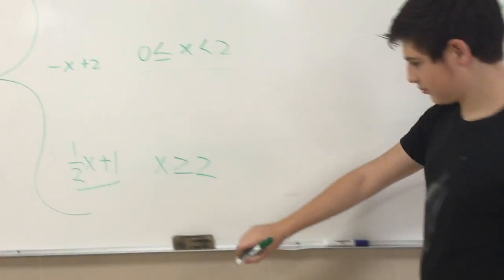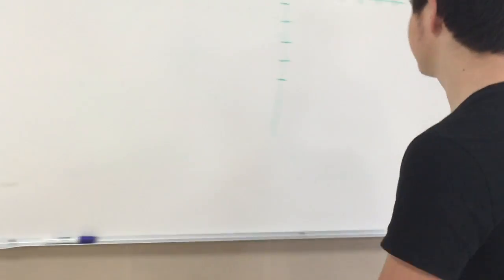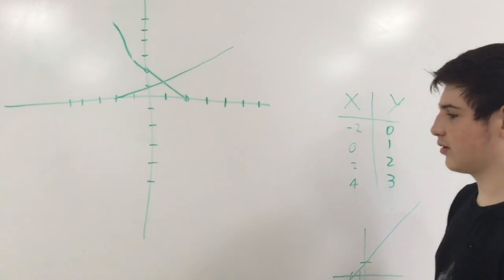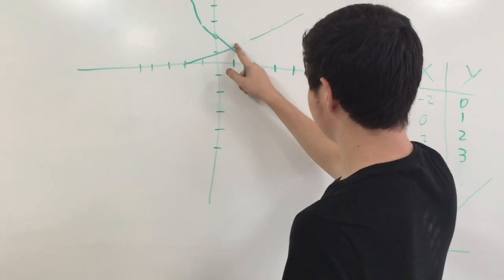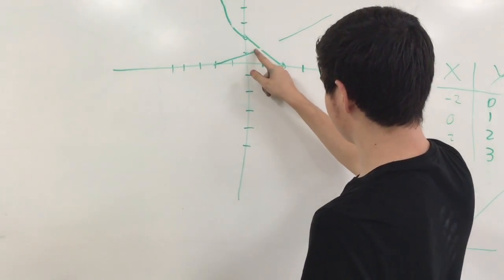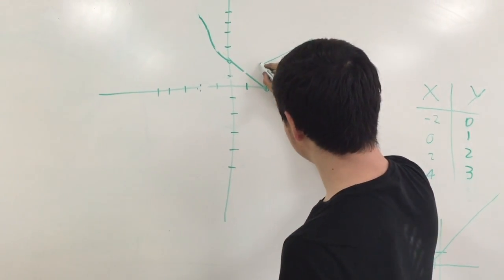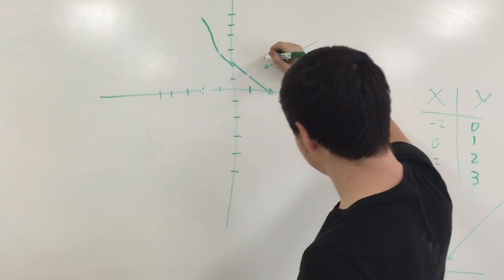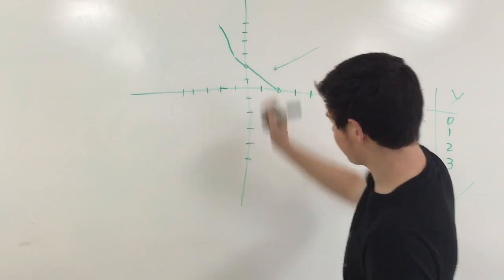But now our function is telling us that x is bigger or equals to 2. So we're gonna erase everything less than 2. And we're gonna draw a dot on 2. And here we have our final graph of all the functions.